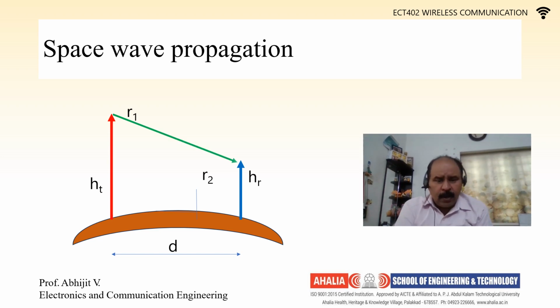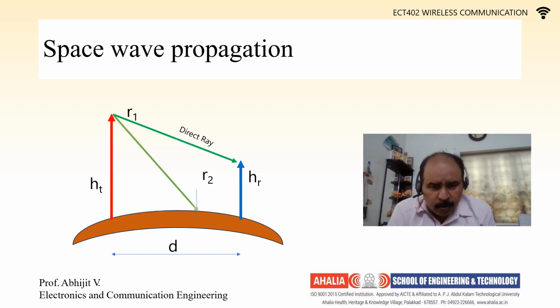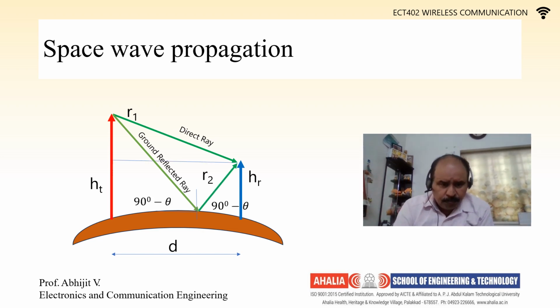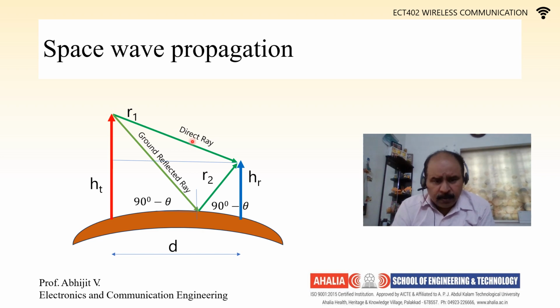So let us consider a wave R1 that is being transmitted from the transmitter to the receiver. In this case, R1 is a direct ray. It is getting transmitted from this transmitter to the receiver. R2 is the ray that comes after reflection from the earth. From this point it reaches here and it gets reflected. So R1 and R2 are the two paths. We'll take D to be the distance between the transmitter and the receiver. HT is the height of the transmitter and HR is the height of the receiver.